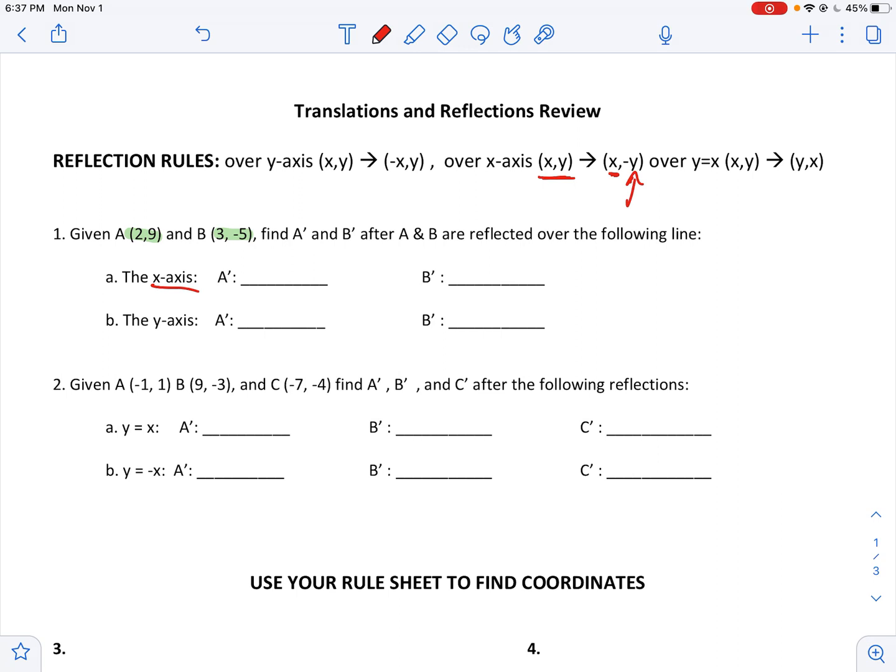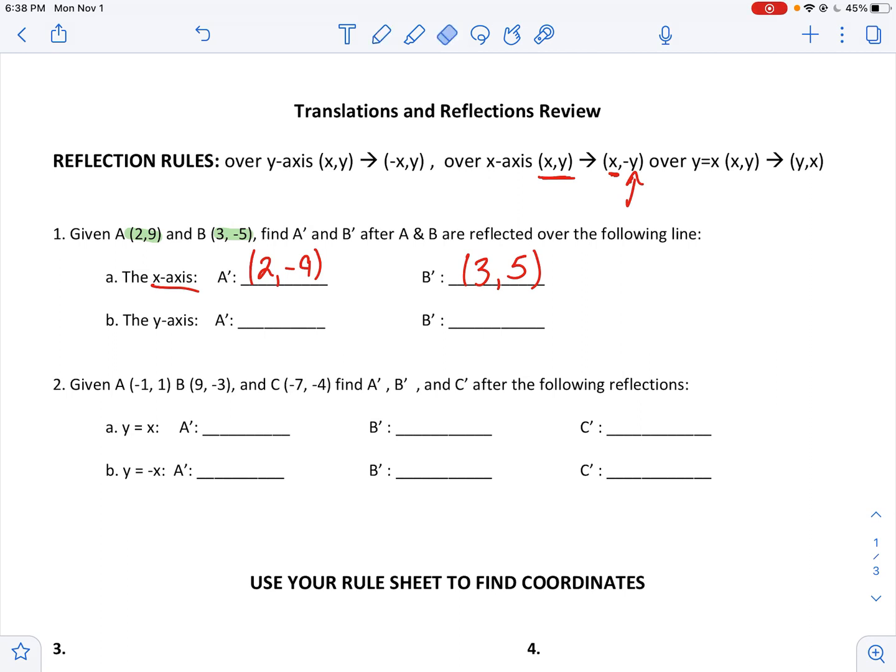So I keep the x the same. A is 2, 9, so A prime also starts with 2. But the y changes its sign. It was positive, it is now a negative. B prime, again, the x is going to stay the same, so 3 still stays 3. But that negative 5 is also going to change its sign. Just like it did in A prime, that y changed its sign. So it was negative, now it becomes a positive 5.